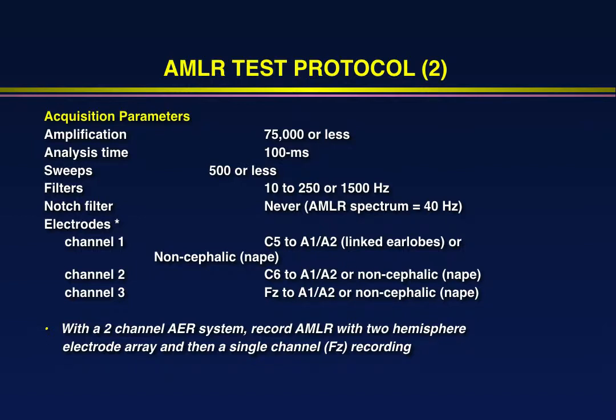So a lot of times if you're just recording a middle latency, you can filter from about 10 hertz up to 250 hertz, and that'll give you a good response. Electrodes, we have to put electrodes over each hemisphere. That's one of the unique features about middle latency. We're trying to record a response from primary auditory cortex on the right and the left.